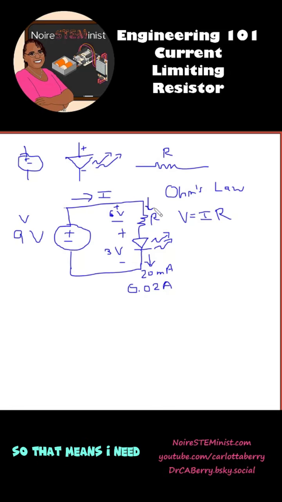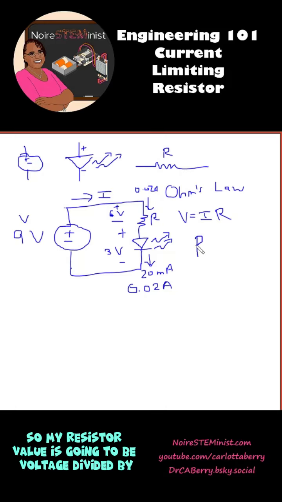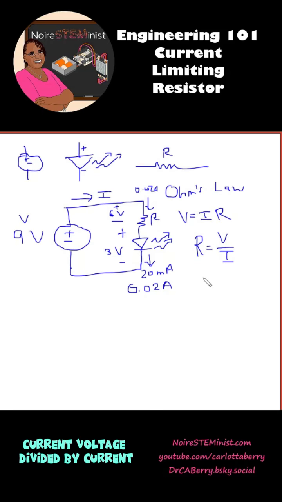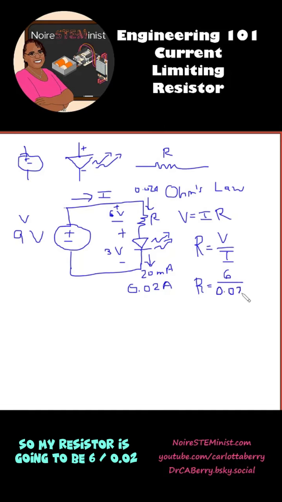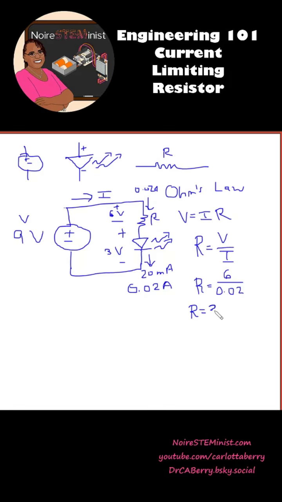So that means I need 0.02 amps to flow through my resistor. So my resistor value is going to be voltage divided by current. So my resistor is going to be 6 divided by 0.02. So in order to keep from burning up my LED, my resistor needs to be 300 ohms.